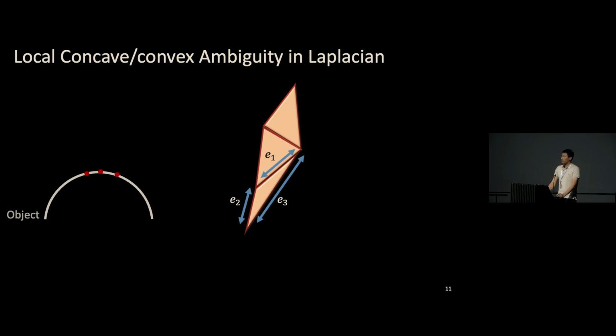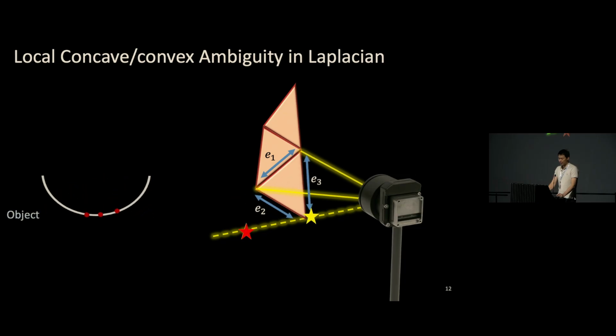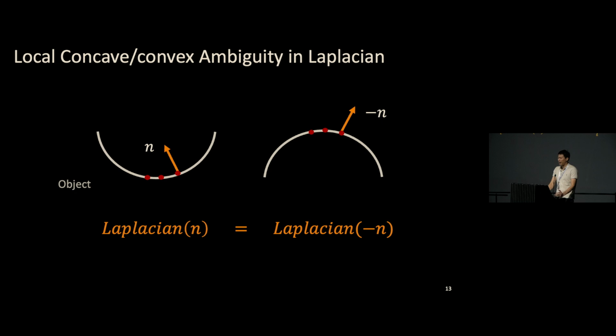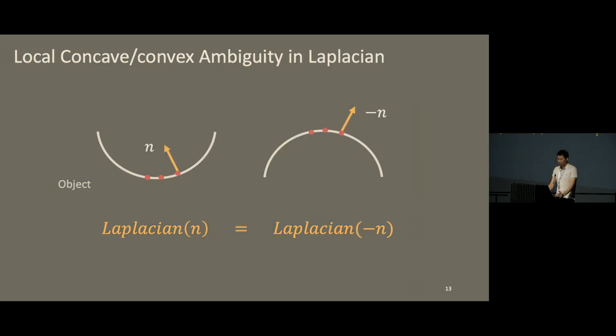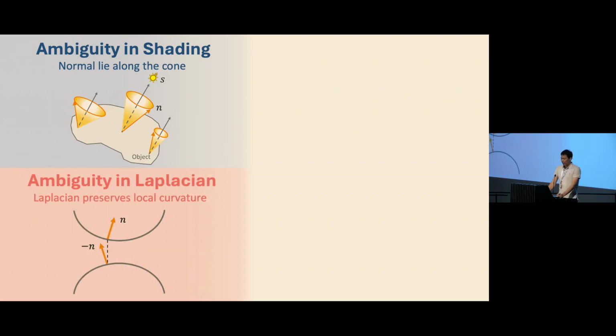When the Laplacian is constrained to lie along the camera rays, the ambiguity becomes binary: concave or convex. This means flipping the local shape provides the same Laplacian value. So shading has a cone ambiguity per pixel, and the Laplacian also has an ambiguity, the binary concave-convex ambiguity. And importantly, the Laplacian preserves the local curvature. So what if we can resolve this binary ambiguity?